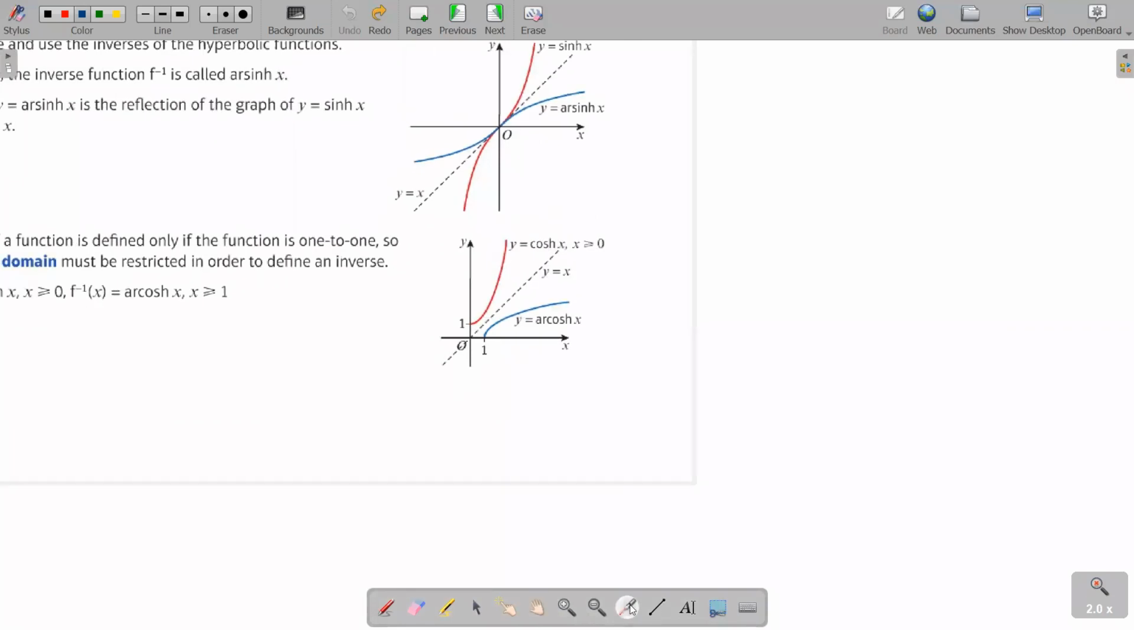So basically, for the graph cos x, you remove the set of negative x values and you draw this. So you have this part and you reflect it on y equal x and you have this section over here. So this is what we are trying to show.